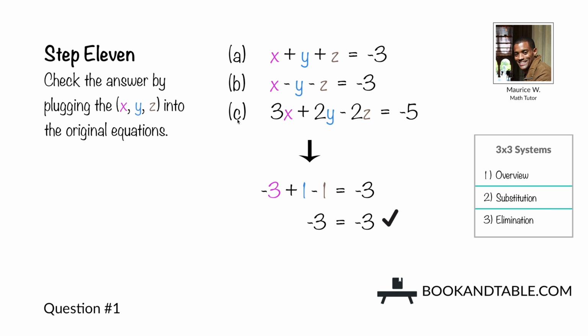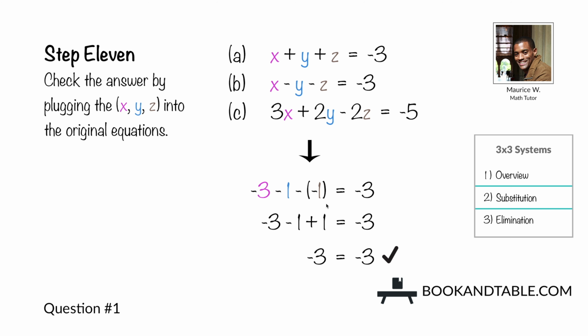When we plug them into A, we get -3 plus 1, which is -2. -2 minus 1 is -3. So we get a true statement, -3 is equal to -3, confirming that these are the correct values for the variables. When we plug them into equation B, we get -3 minus 1 minus -1, which would become +1. -1 and +1 cancel each other out, leaving us with just -3 on the left side. And this true statement, -3 is equal to -3, confirms that these are the correct values for x, y, and z.